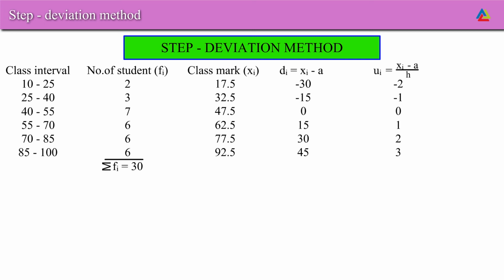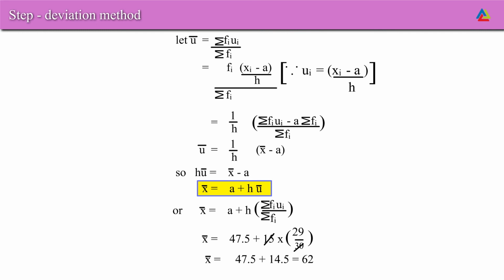Here we have to find ui, which is equal to xi minus A upon h. Next step is to find fi ui for each class interval and get the value of summation fi ui. Let u bar be equal to summation fi ui upon summation fi.